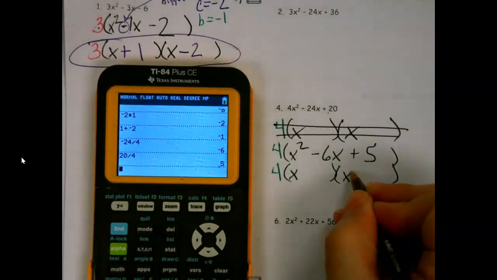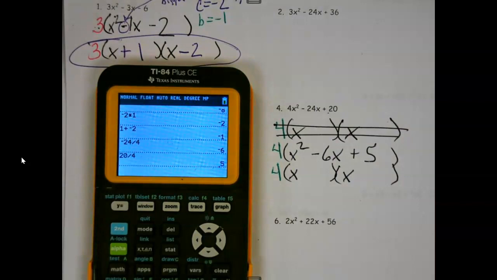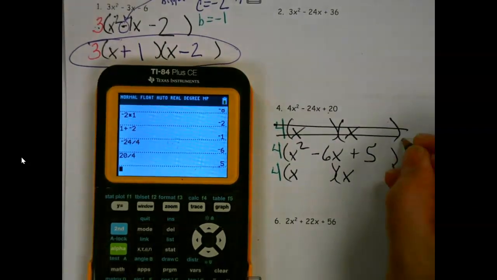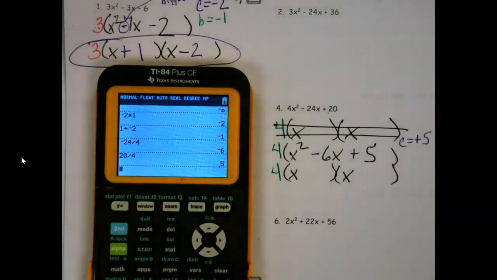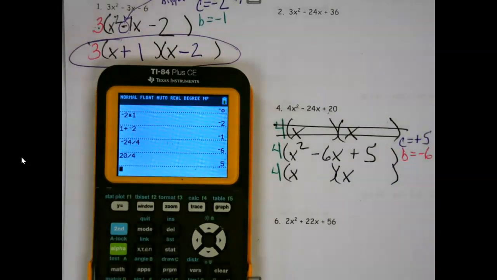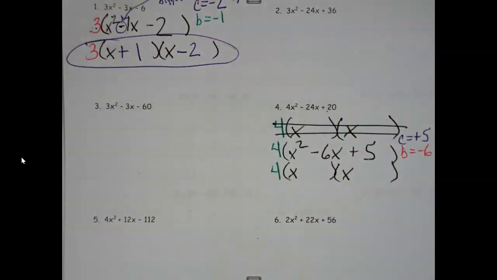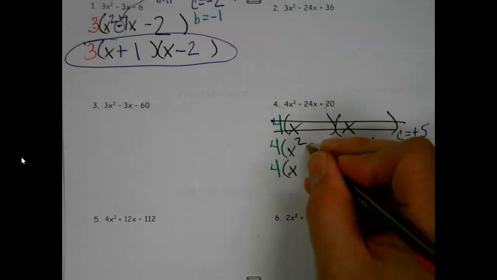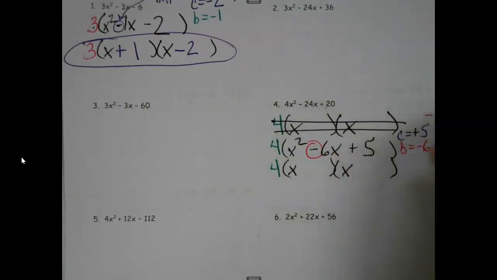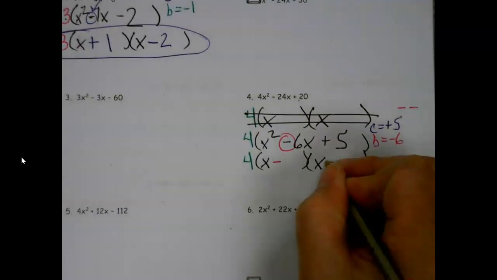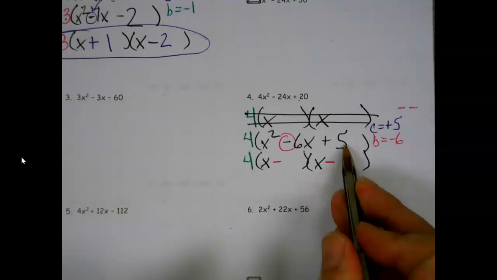Now I'm ready for 2 parentheses, now that I got my 4 out of there. Okay, so I look and I'm like, okay, my C value is +5. My B value is -6. Again, if my C value is plus, my signs are going to be the same, and it's going to be those 2. So my signs, in this case, are both going to be negative, because negative times negative is positive.